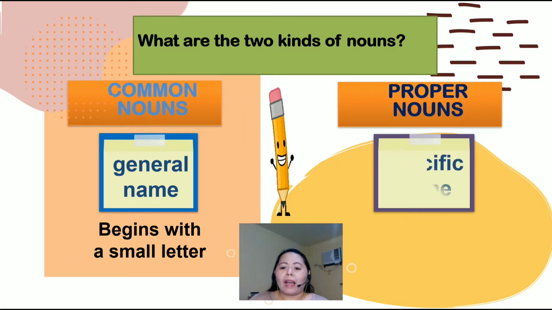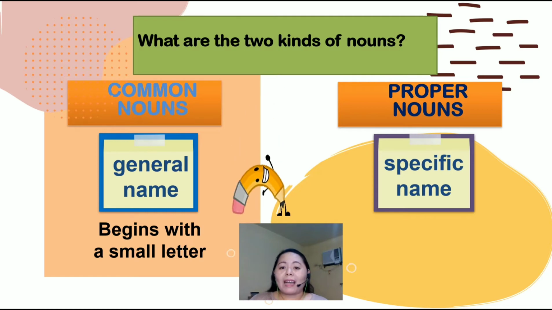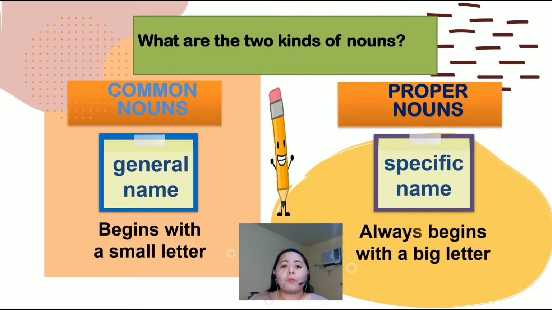Proper nouns, on the other hand, are specific names or exact names of persons, places, or animals, or we can also say that these are special names. That's why they always begin with a capital letter. So kids, remember, proper nouns always begin with a capital letter, just like your own names.